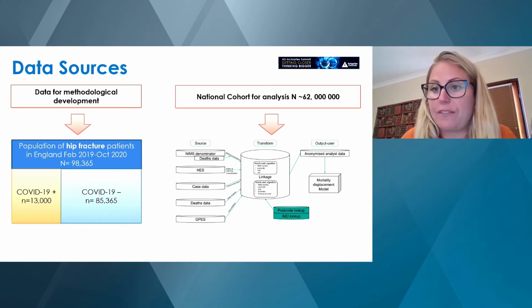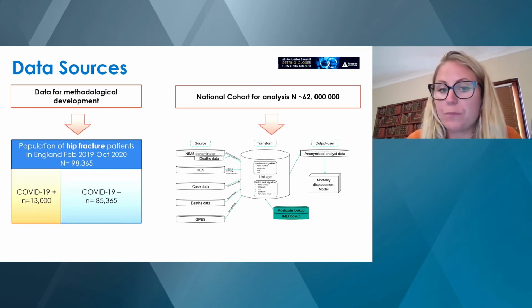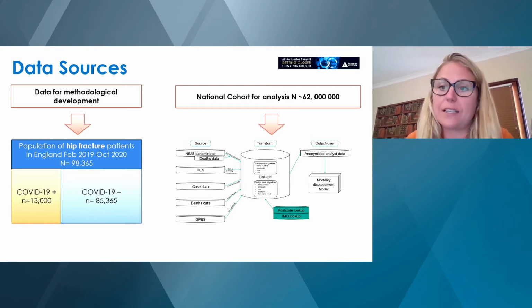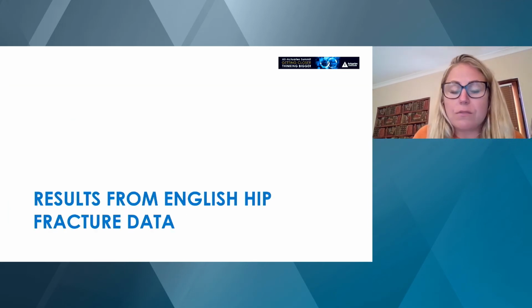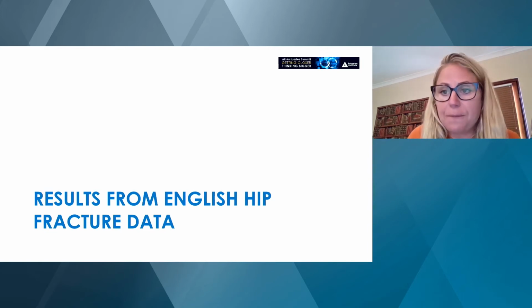And then we've got demographic information on the individuals. So that one's very comprehensive. The hip fracture data set was very comprehensive in terms of comorbidities as well. But for a national data set, it's quite novel that we have access to this. So, results from the English hip fracture data.